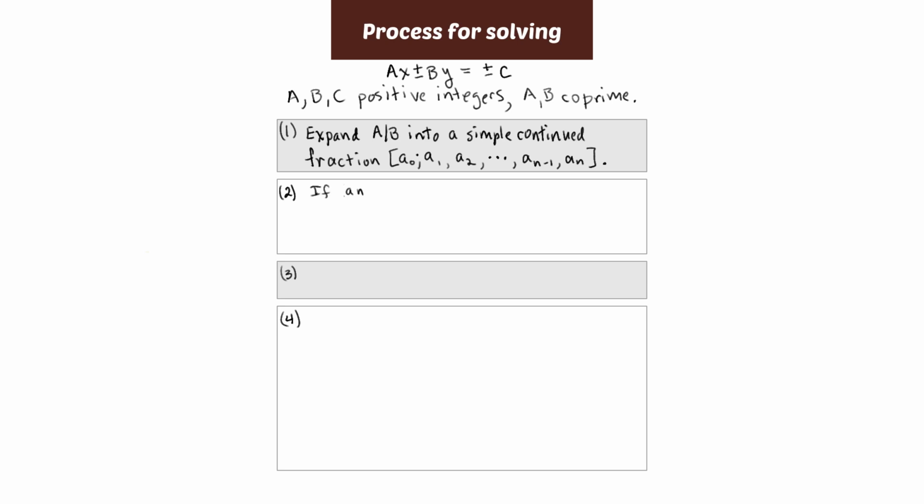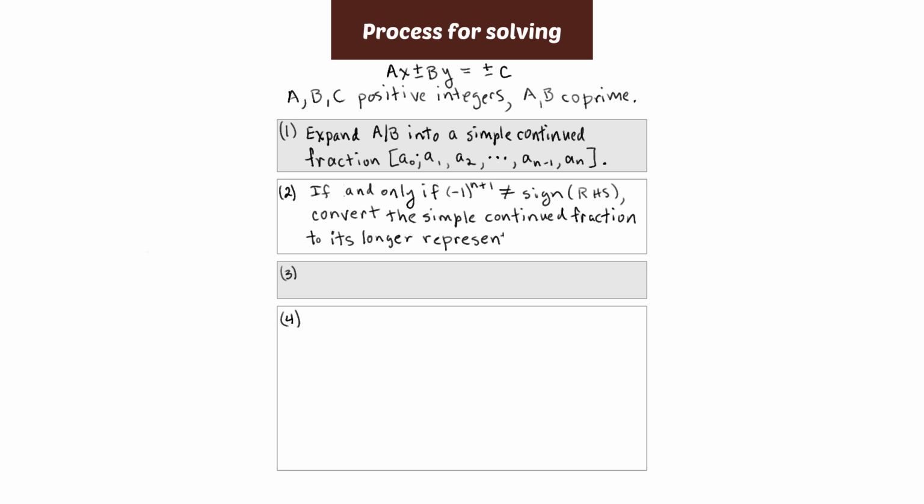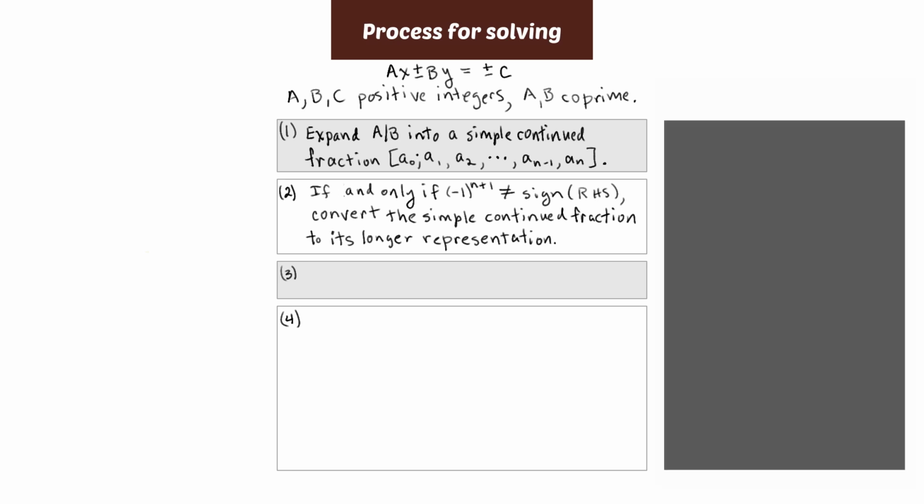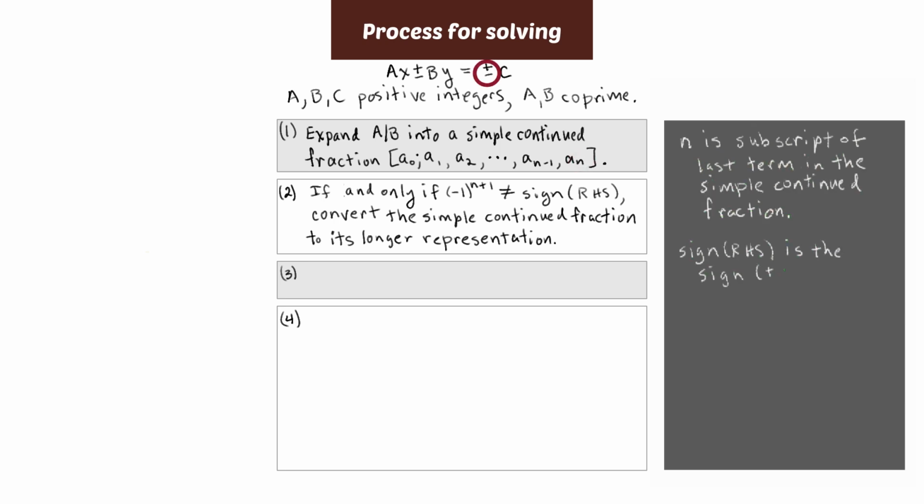Here's step 2. If negative 1 raised to the n plus 1 power does not equal the sign of the right-hand side of the equation, then convert the simple continued fraction to its longer representation. We'll discuss what this means on the blackboard a little. N is a subscript of the last term in the simple continued fraction, this n right here. And the sign of the right-hand side of the equation is whatever is before c, plus or minus 1.